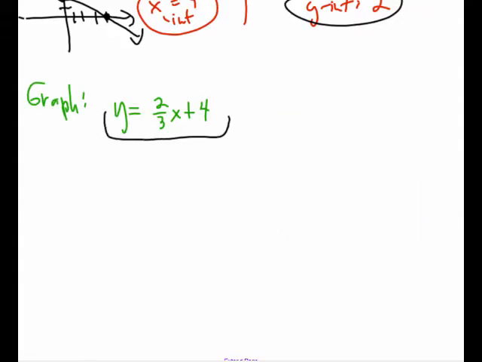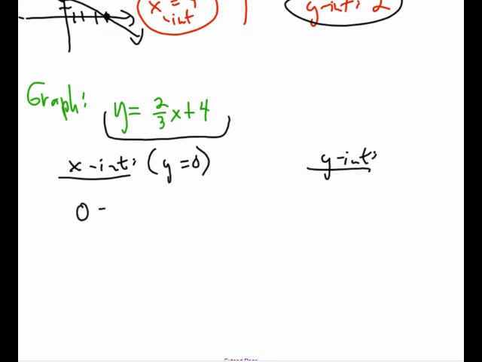Here's one more example. Again, this is a line because it's first degree. So we're going to calculate its x-intercept and its y-intercept. The x-intercept means y is 0, so plugging 0 in for y. And now I need to solve this equation, and I can do that by multiplying both sides by 3 to clear the fractions.